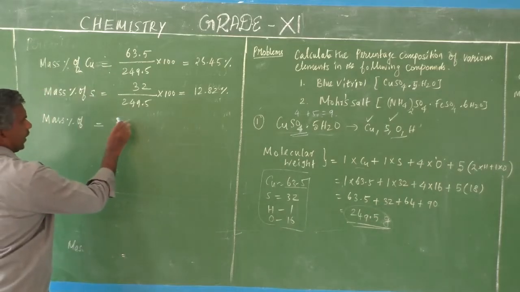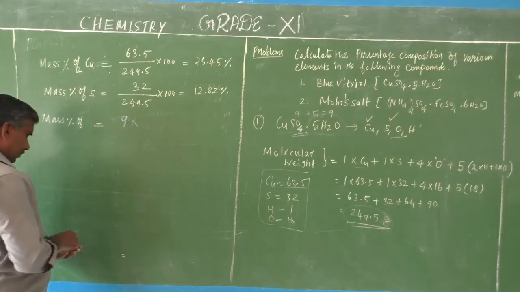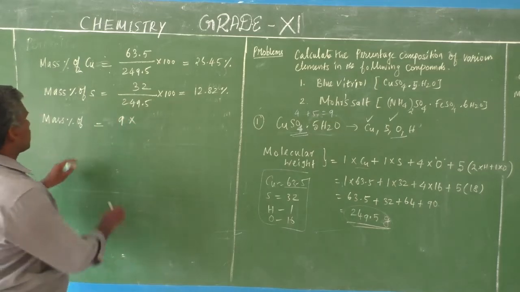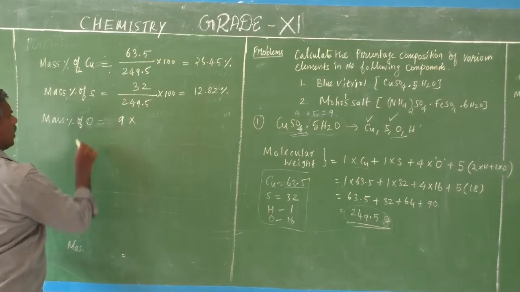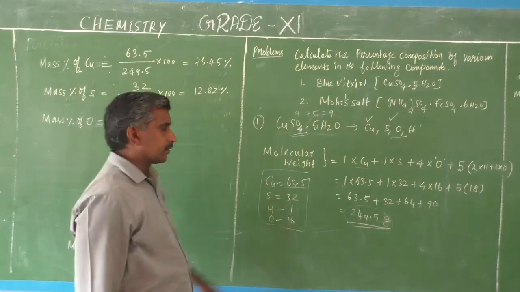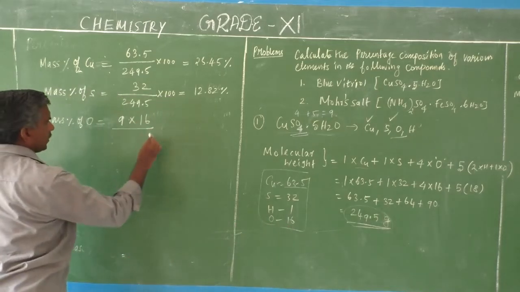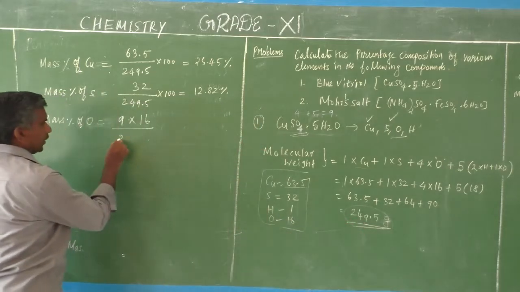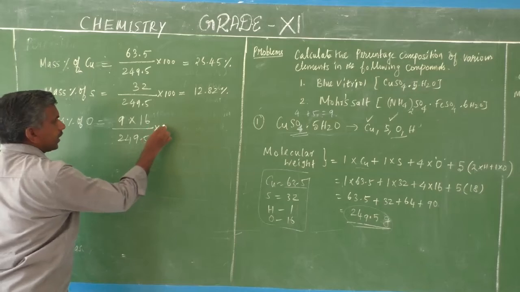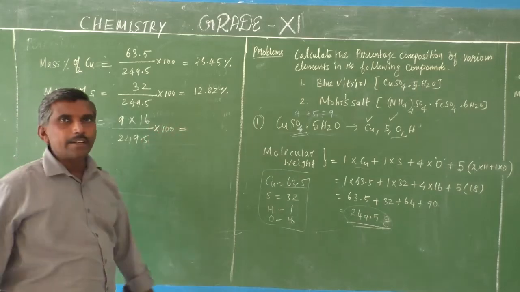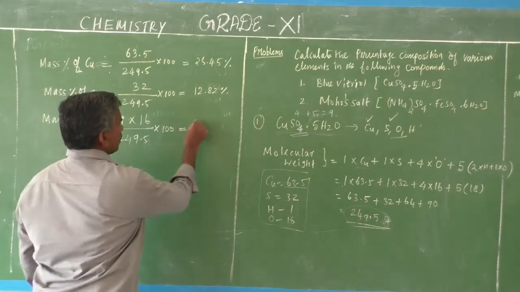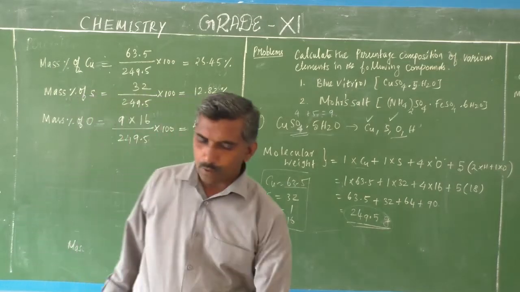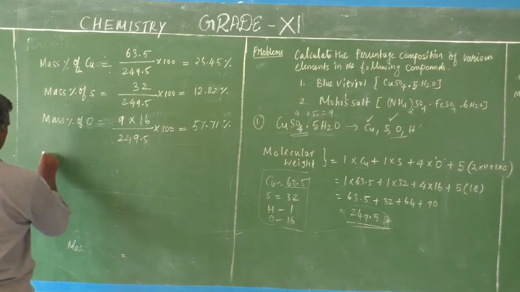So 9 into what is the mass of oxygen? 16. 9 into 16 divided by the molecular weight of the compound 249.5 into 100. You divide this: 57.71 percentage.